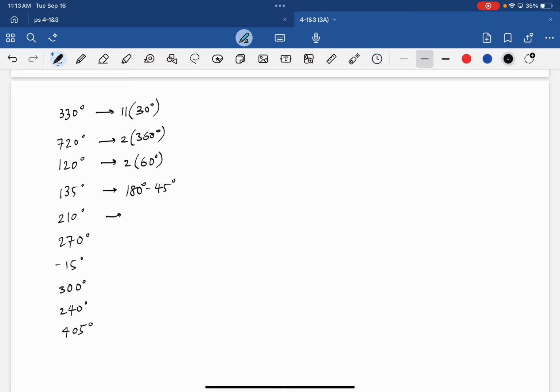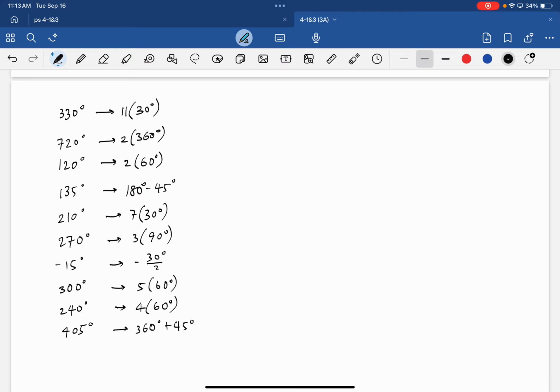Okay. So, were there any questions about any of these? I assume it's not too bad, just hard to do quickly. Right, 210, 7 times 30. 270 is 3 times 90. What's 15? 15 is negative 30 degrees over 2. 300, you could do 5 times 6, 60, I guess. 240, 4 times 60. 405 is probably the harder one, right? That's 360 plus 45.